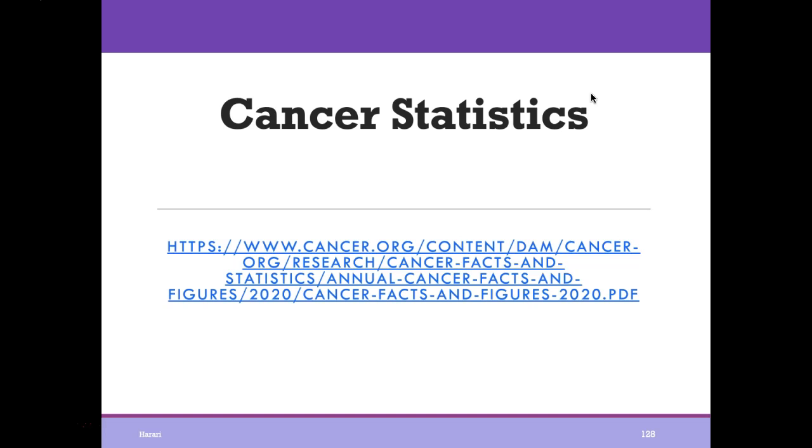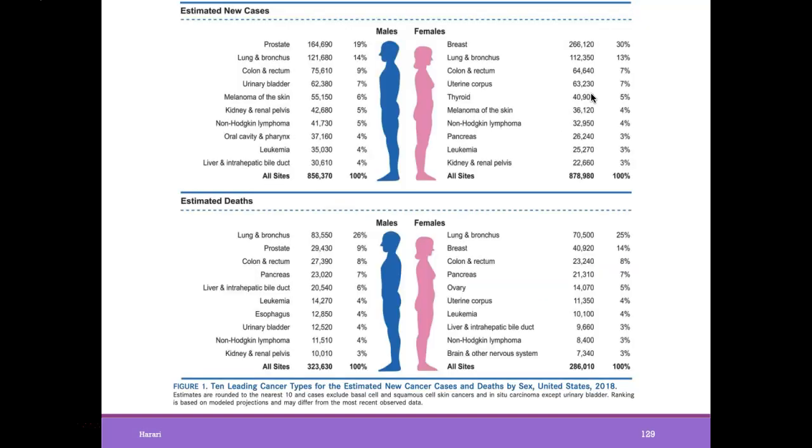So the following slides are not going to be tested on, but they're interesting and important for you to know. These are estimated new cases of cancer in 2020, with prostate cancer leading male cases, breast cancer leading female cases, and in both males and females, lung cancer is the second most popular. In both male and female, lung cancer is the most deadly. So about 25% of all cancer deaths are lung cancer deaths.